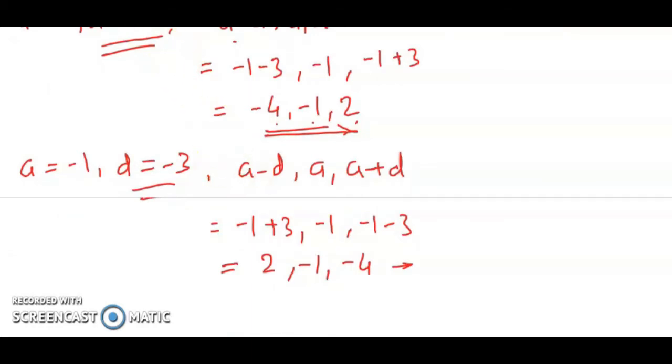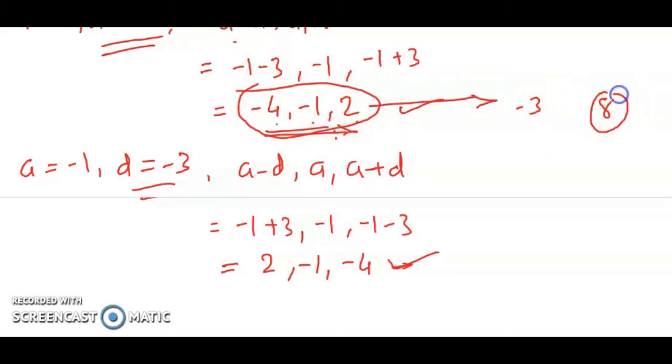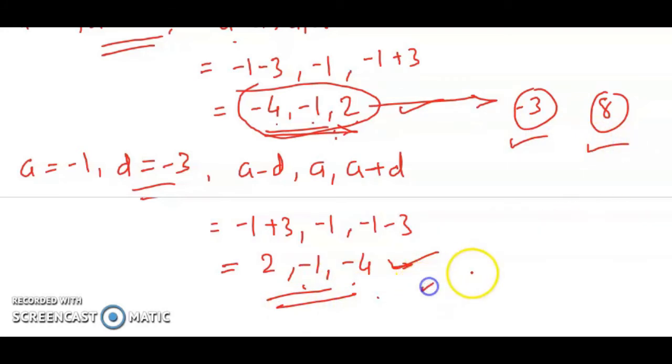So here we get two answers and both answers are correct. Answer may be like this or this. If you want to check whether this answer is correct or not, in the question it is given that the addition of those three numbers should be equal to minus 3 and multiplication should be equal to 8. So you can check here, the addition of those three numbers will be equal to minus 3 and multiplication will be equal to 8. Same way, if you check for these numbers, the addition will be equal to minus 3 and multiplication will be equal to 8. So our answer is correct.